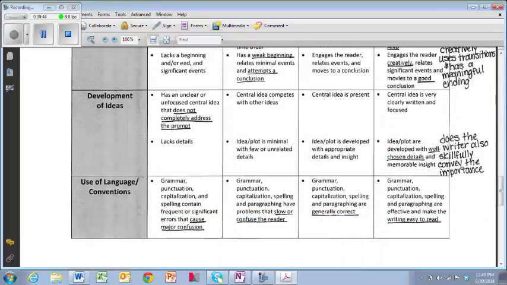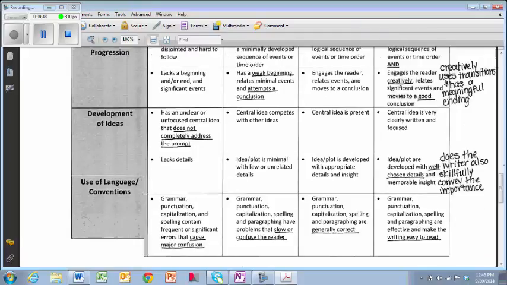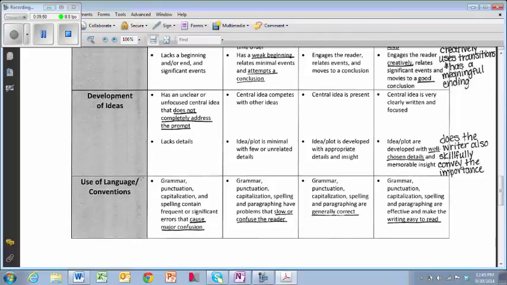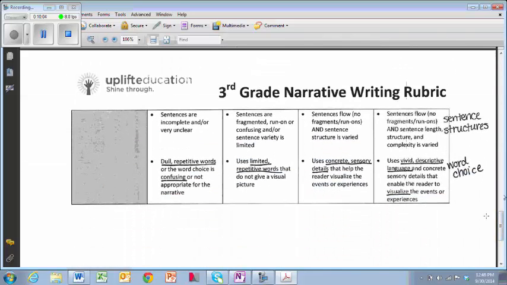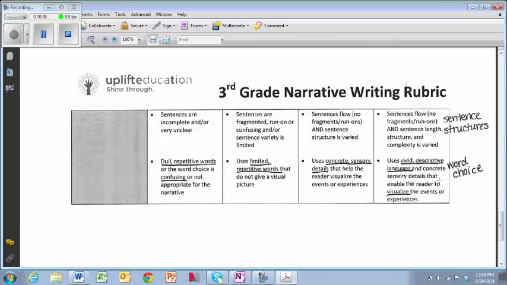For example, if they're misspelling a lot of words that are grade level appropriate that they should not be misspelling, that may stick out to you more than others. So often the use of language or conventions can be a little bit easier to grade because of that. The big thing to note on here is that it has to do with grammar and punctuation, as you can see in this bullet point. But then on the next page, there are two more things. The first one is sentence structures, and the next one is word choice. And we'll talk about all three of those.